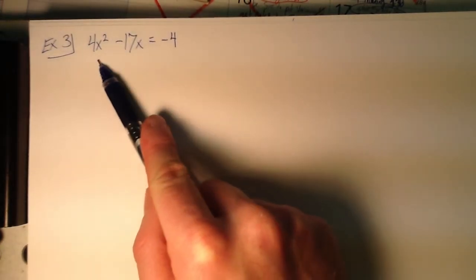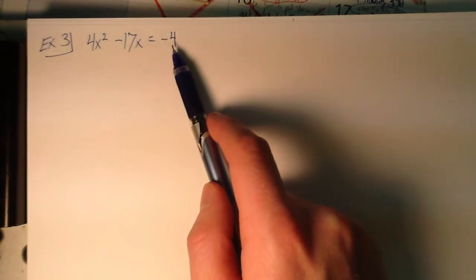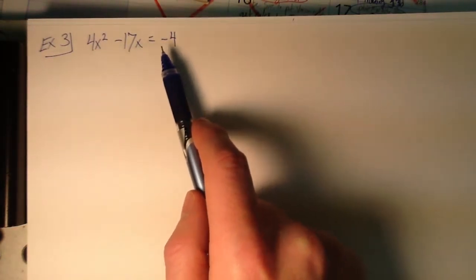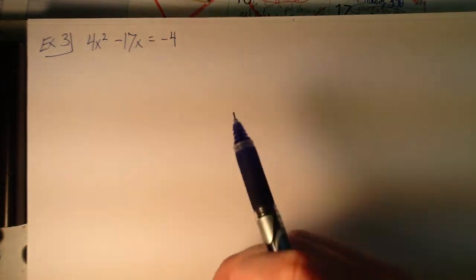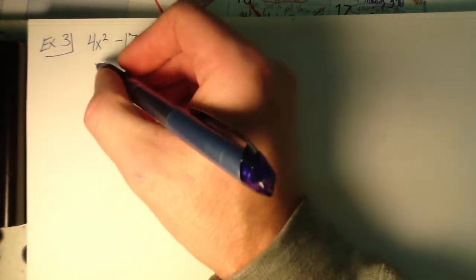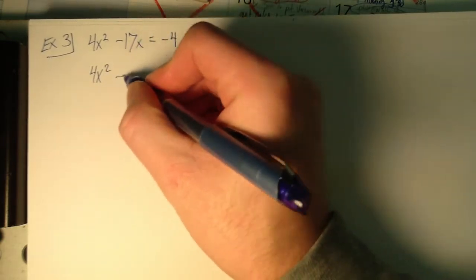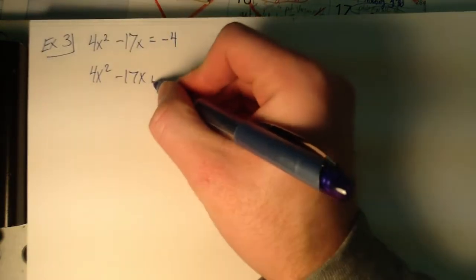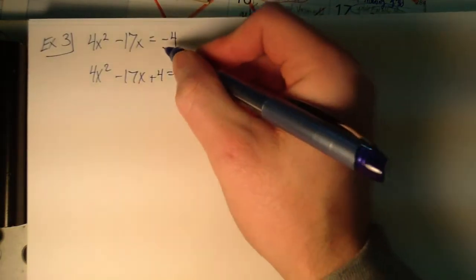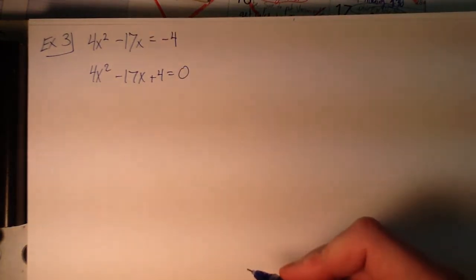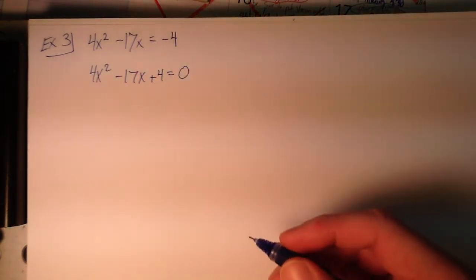Alright, next example. 4x squared minus 17x equals 4. So some different things going on. We've got a coefficient besides 1 out front. We don't have it equal to 0. Our pieces of our trinomial are kind of mixed up here. So first things first. Get this thing equal to 0. That's going to be subtracting 4. Again, don't forget an equal sign. Put your 0 in here after the equals.